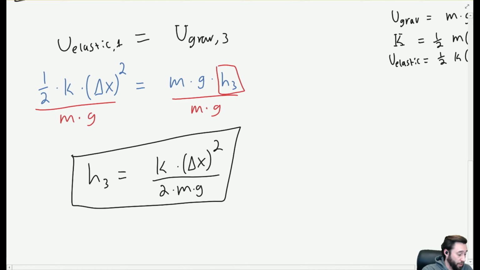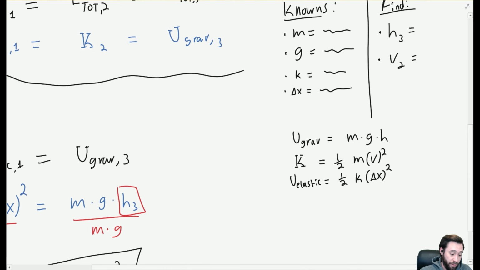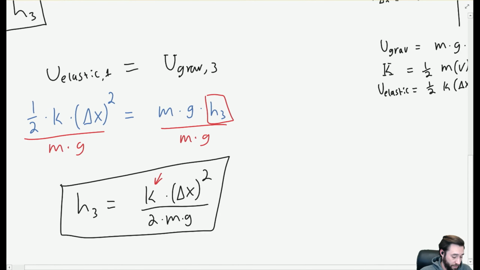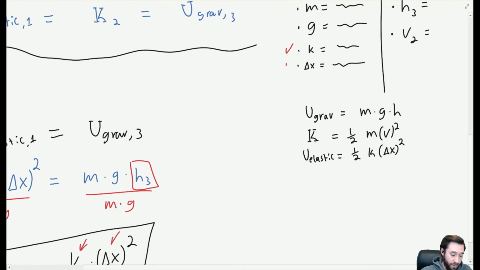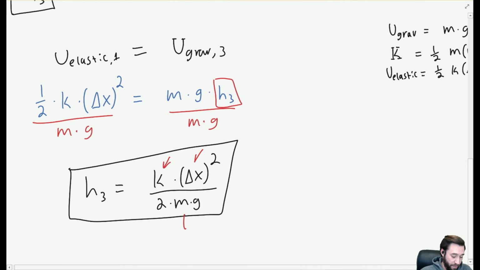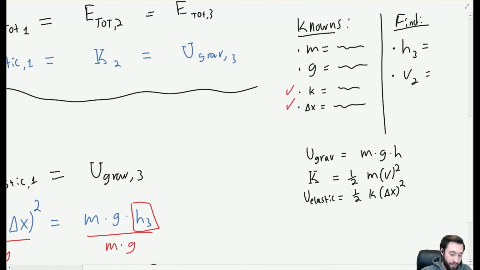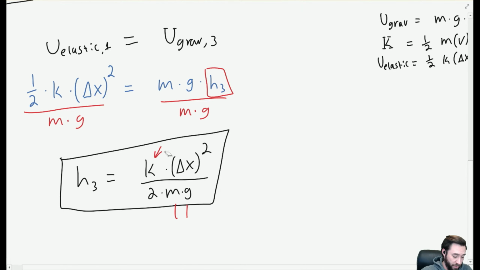So in order to get the answer, to verify that this is actually the correct one to use, do I have spring constant? Is that given to me? Yes. Do I have how much has been compressed? Yes. Mass and gravity? Yes and yes. So I have values for all 4 of those variables, and all I have to do is plug it in and then get a number. Cool.